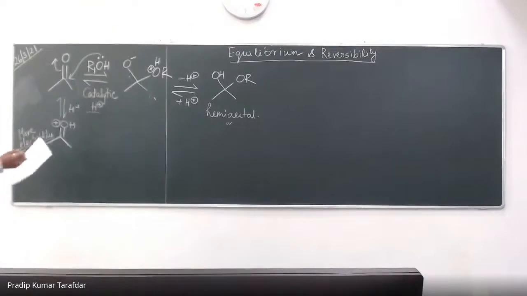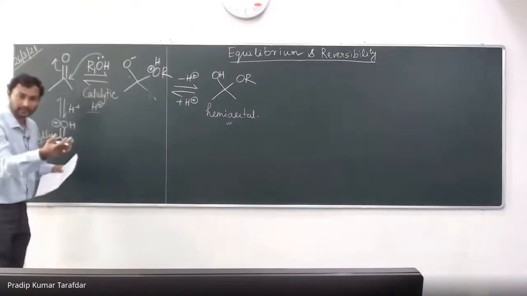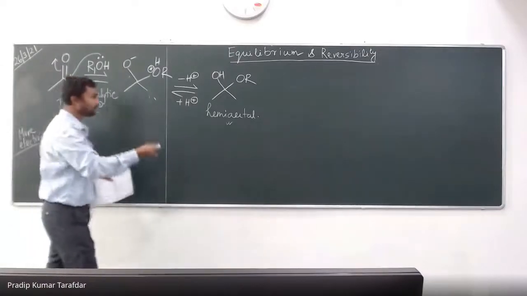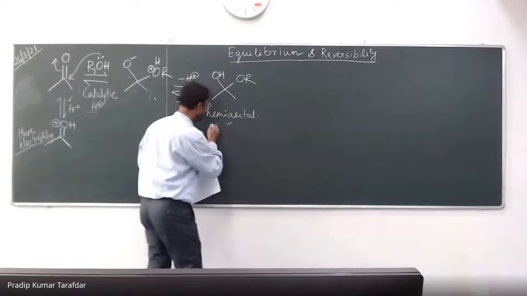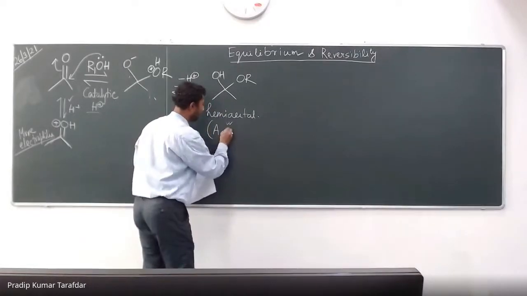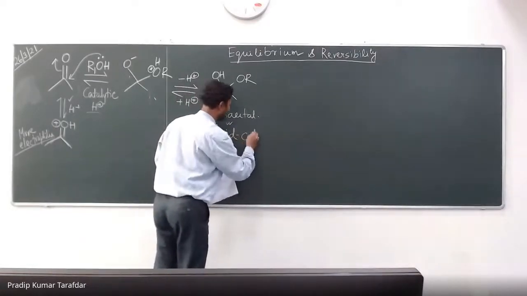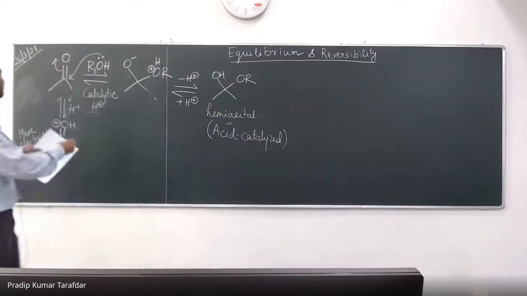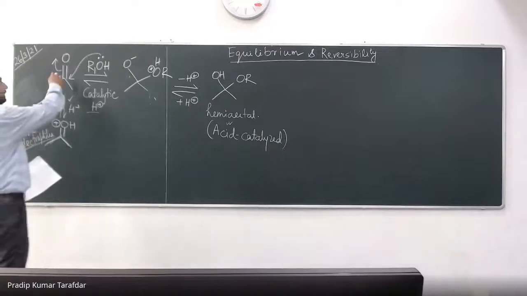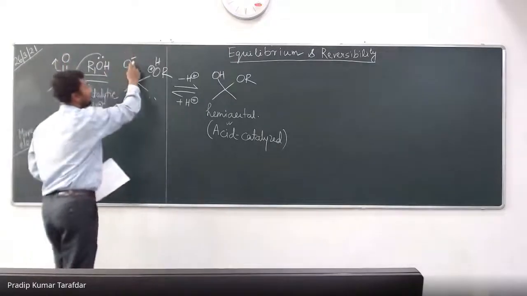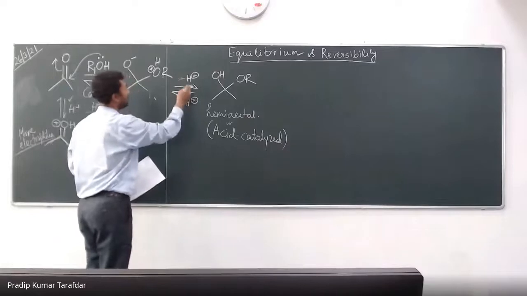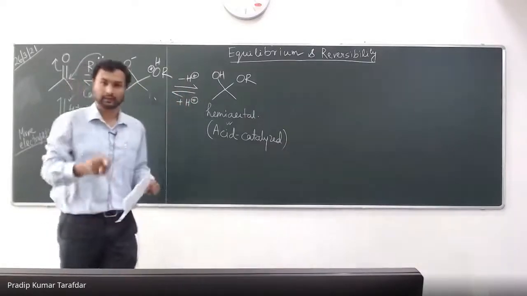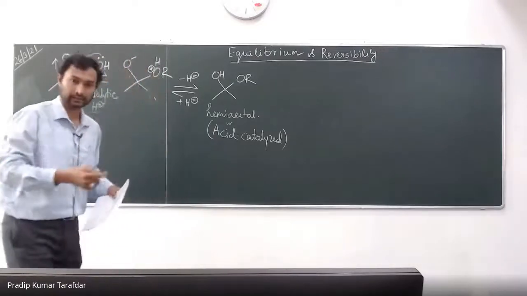And also what we learned is that this process can be expedited by the addition of acid. So that means this hemiacetal formation reaction we can term as acid catalyzed. If it is acid catalyzed, then the mechanism will be slightly different. It will be plus. So this step is not required. So catalytic acid will convert that, acid catalyzed.